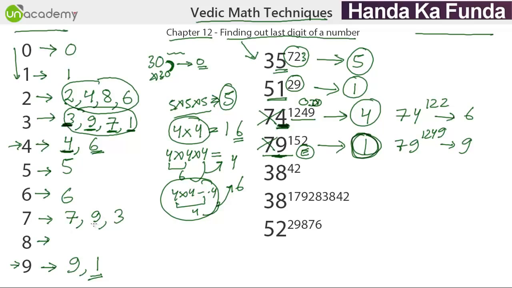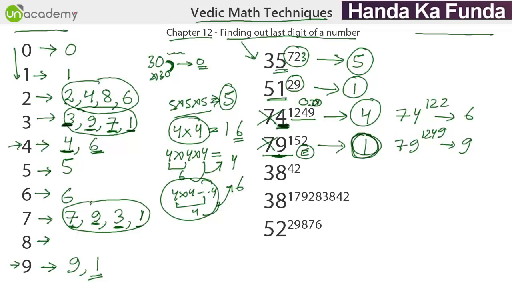7 into 7 is 49. I am just bothered with 9. 9 into 7 is 63. I am just bothered with 3. 3 into 7 is 21. And I get a 1 here. 1 into 7 is 7 again. So obtaining the cycle is a lot easier if you just multiply the result, or just the last digit.